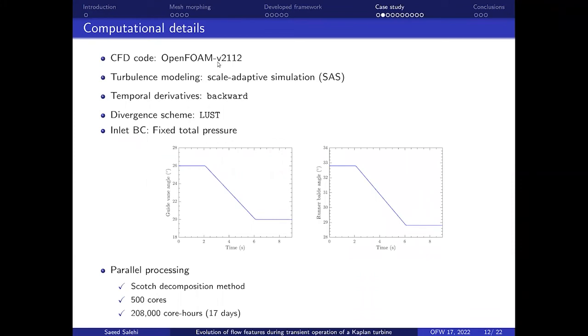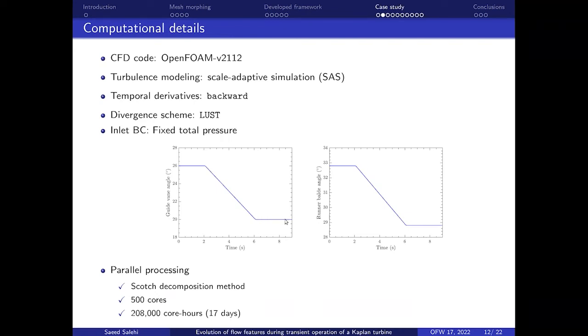We are using SAS. The framework is developed in OpenFOAM 2112, with backward and linear-upwind discretization. At the inlet we are using a fixed total pressure, so the flow rate is adjusted automatically according to the geometry. When the guide vanes are closing down, the flow rate is automatically reduced through this boundary condition. Here you can see the guide vane angle and runner blade angle, which are decreasing.